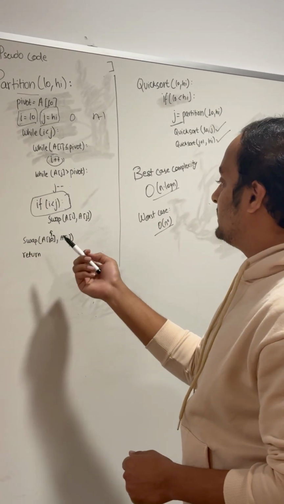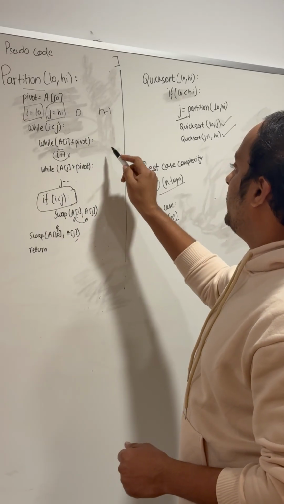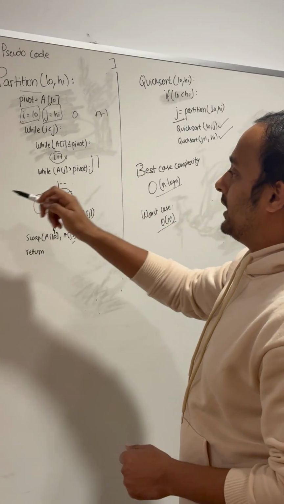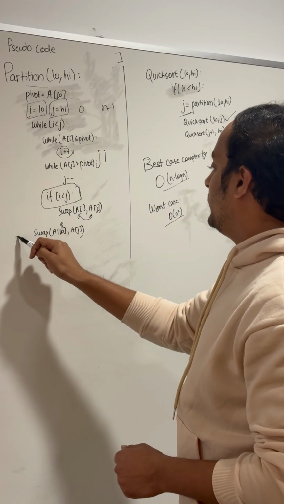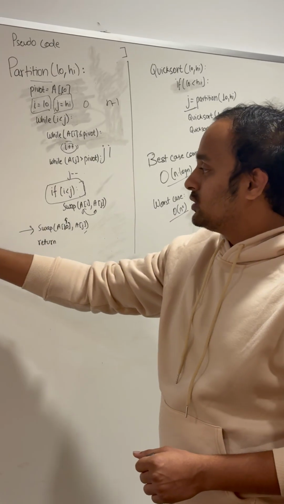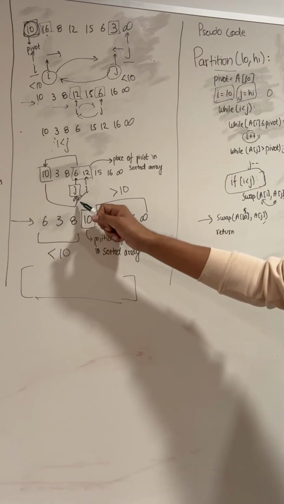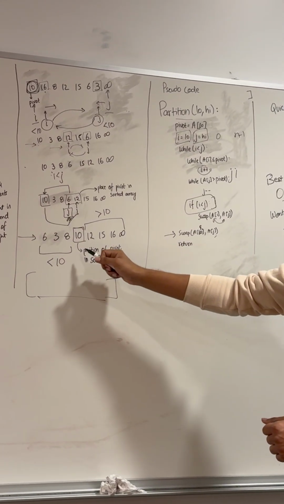If i happens to be less than j, we swap the elements and keep continuing until i crosses j, like in this example. That is when this loop will break and we enter this stage of the code. At this place, we have found the position where the pivot will be located in the sorted array, just like this.